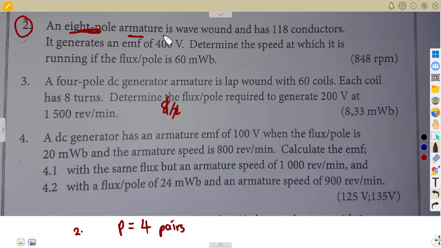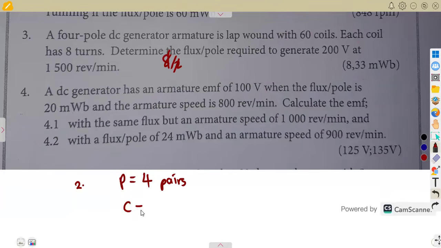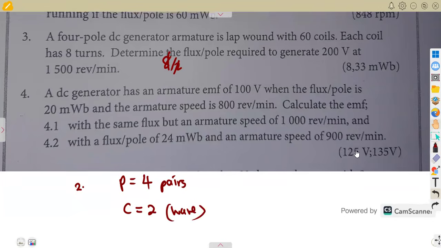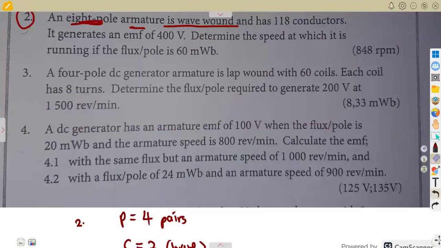An armature is wave wound. So for a wave, it gives us the value of C, where C is equal to 2 for a wave. We are given that it has 118 conductors. So we are given already the number of conductors, 118. It generates an EMF, which is 400 volts.